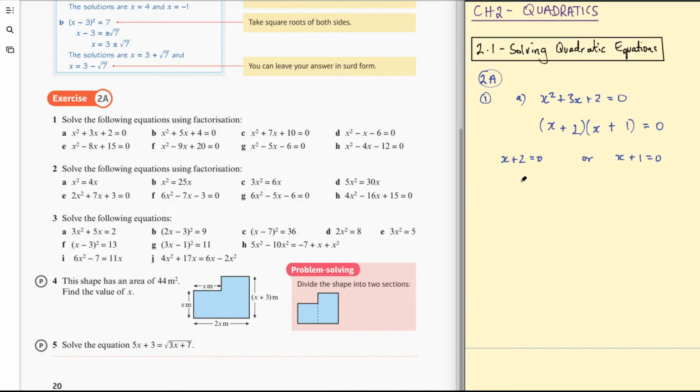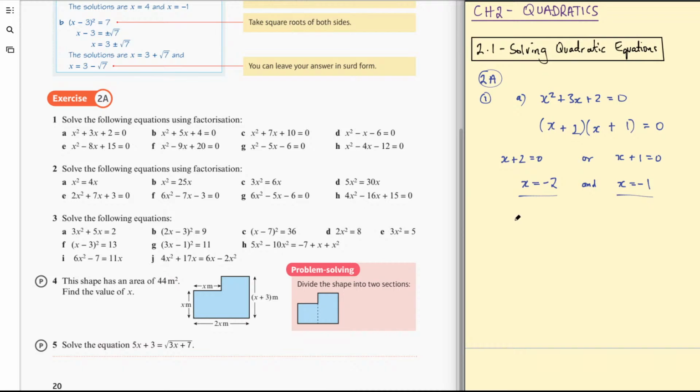So we can say then that x equals negative 2 and x equals negative 1. I'm never really sure whether to write and or, because these are the two solutions for x. But I usually write or there, because this implies x plus 2 equals 0 or x plus 1 equals 0. And then these are our two solutions.